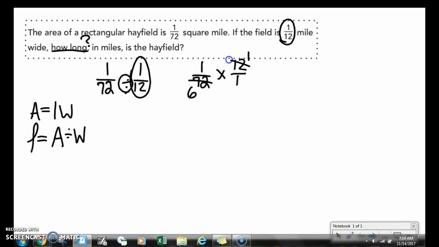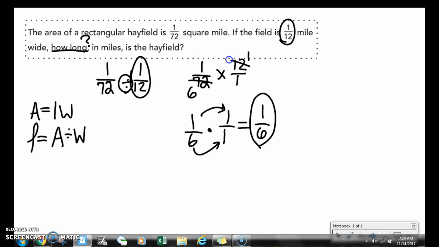So now your multiplication problem is a lot easier. You have 1/6 times 1 over 1. 1 times 1, 1 times 6. So the length of your field is going to be 1/6 of a mile long. I want you to make sure you copy this down. Your teacher will be looking for this, so make sure you show your teacher after you finish walking through every step.